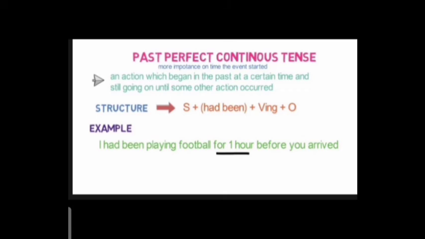Let's look into the next tense. Past perfect continuous tense. It refers to an action which began in the past at a certain time and is still going on until some other action occurred. Here also more importance is given to the time the event started. The structure of it is subject plus had been plus verb's ing form plus object. For example, I had been playing football for 1 hour before you arrived. Here, for 1 hour is referring to the start of my event.